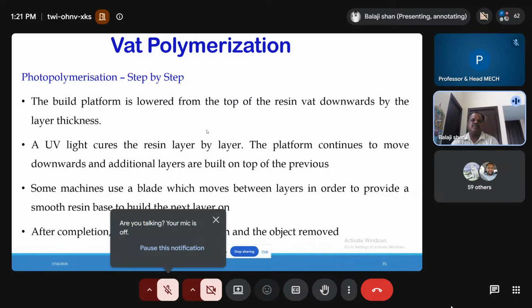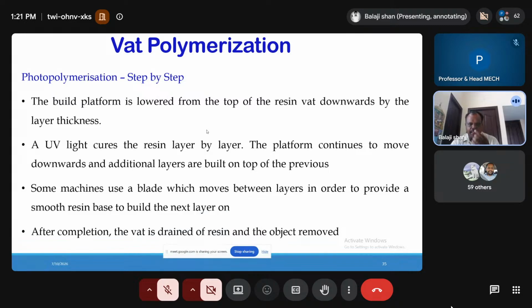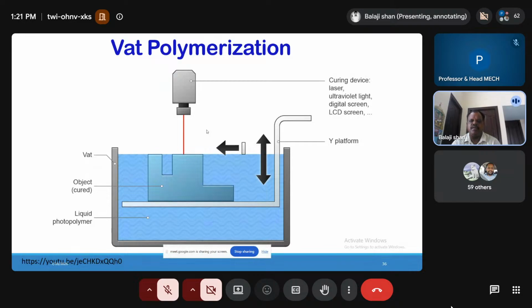This is a step-by-step procedure for wet polymerization. The build platform is lowered from the top of the resin downwards by the layer thickness. The UV light cures the resin layer by layer. The platform continues to move downwards, and additional layers are built up on top of the previous. Some machines use a blade which moves between the layers in order to provide a smooth resin base to build the next layer on. After completion, the vat is drained of resin and the object is removed from the build platform.